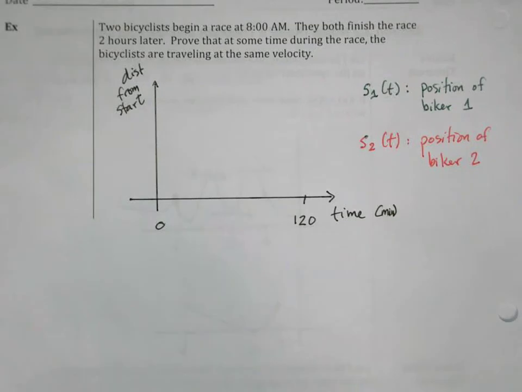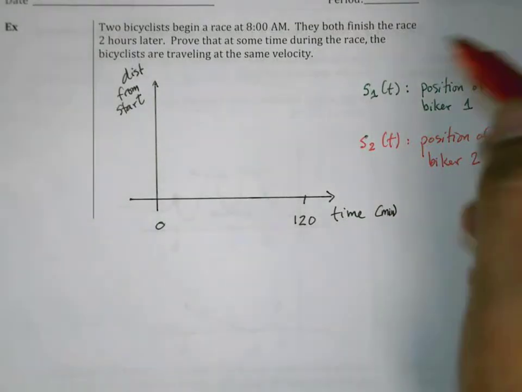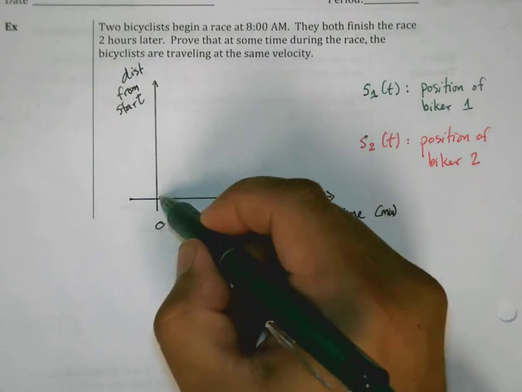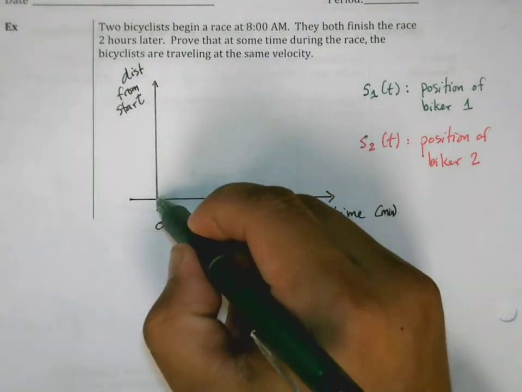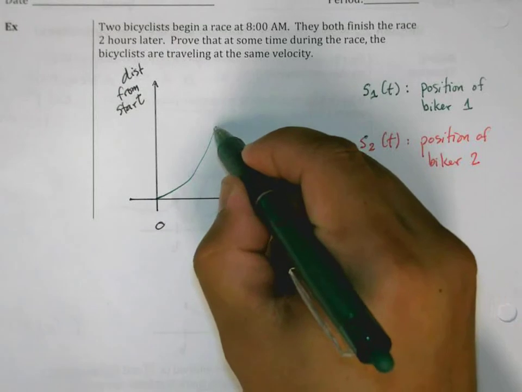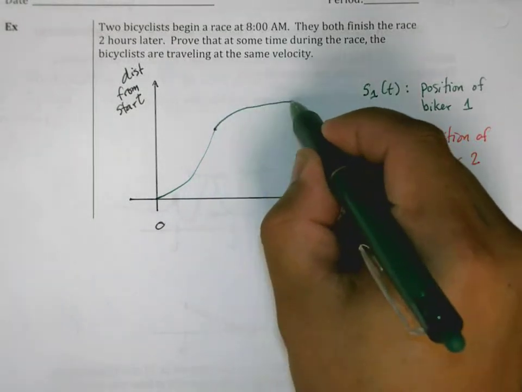Let's pretend for a minute that biker 1 starts here at the starting point, and he starts out really fast, so his slope is very steep, and then he levels off a little bit, and this is the finish line. Okay, this is the finish line.